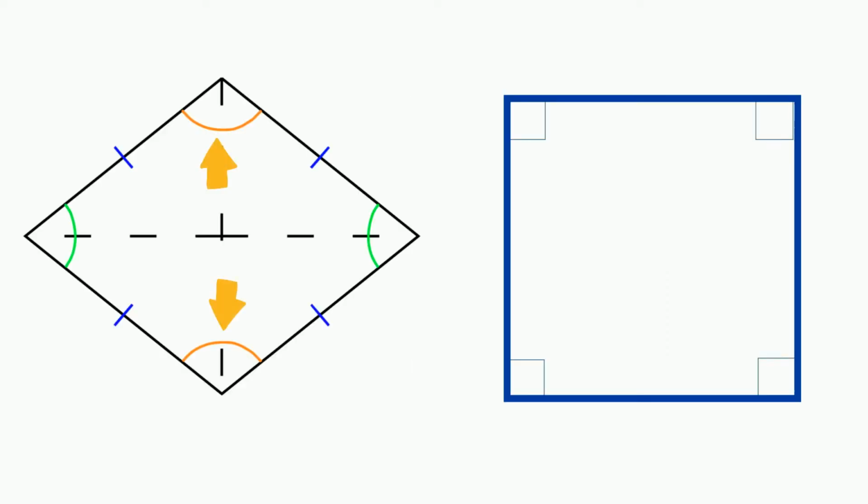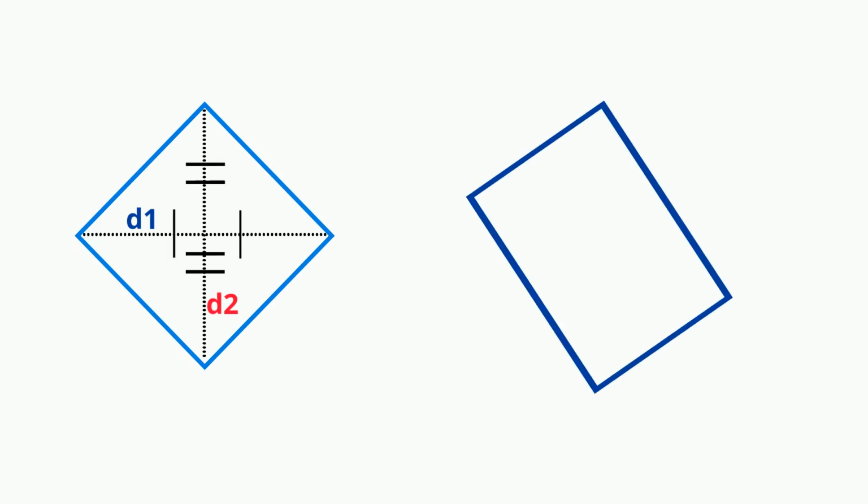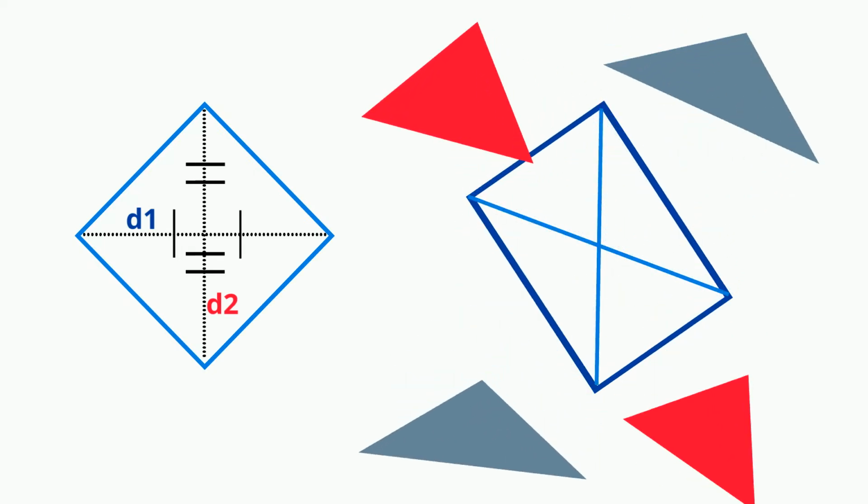Opposite angles are congruent. Consecutive angles are supplementary, and they add to 180 degrees. The diagonals bisect one another, and they cut each other in half. Diagonals bisect the angles, and they create opposite congruent triangles.